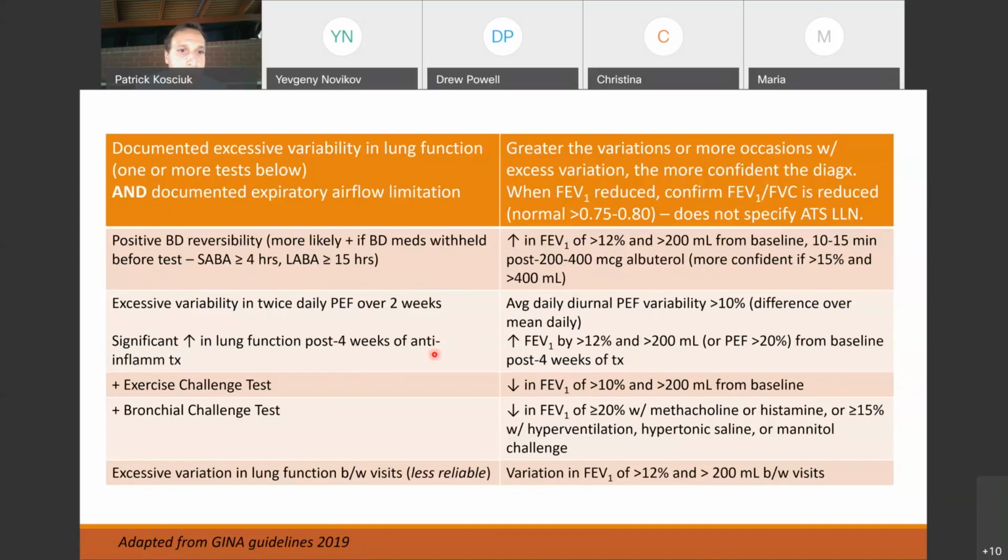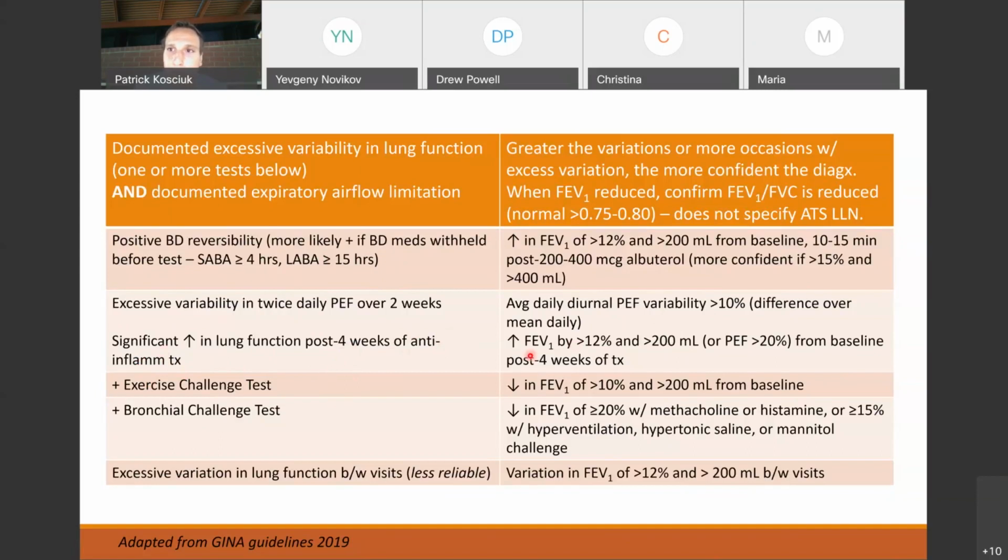This is where you give a patient some degree of a steroid course for 5 to 7 days, and then you repeat their lung function after about 4 weeks of a treatment course, or typically within 2 weeks of the steroids that were given.